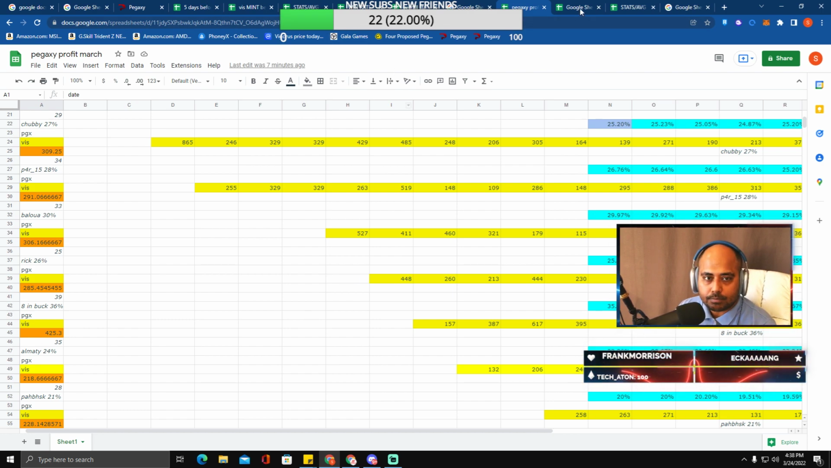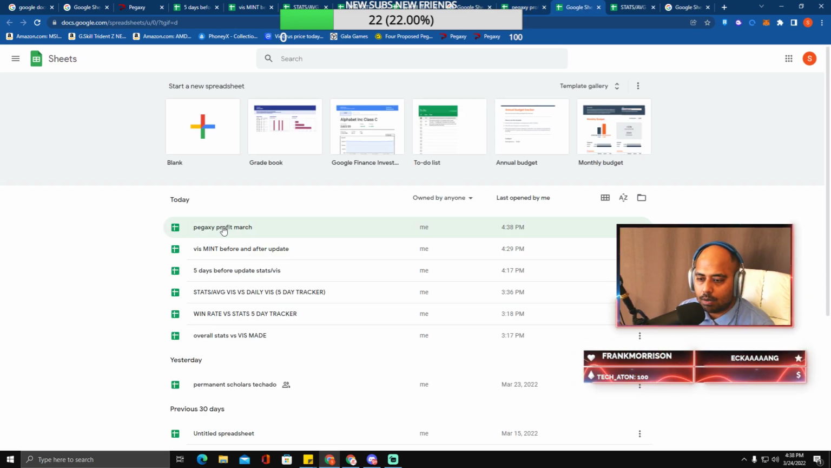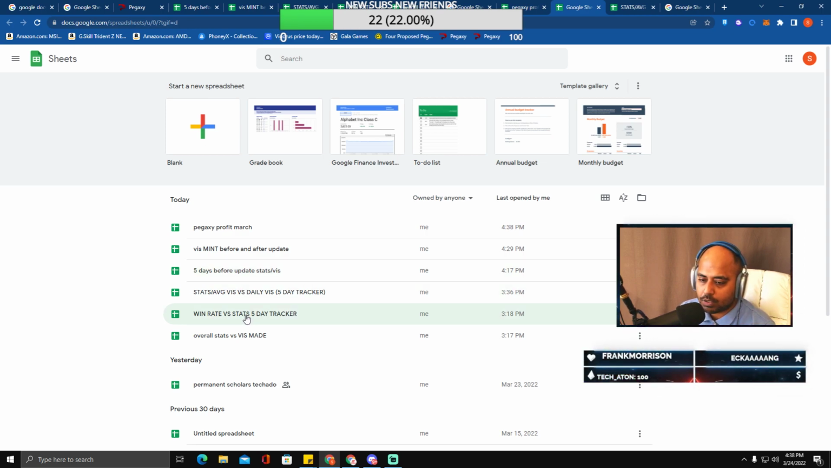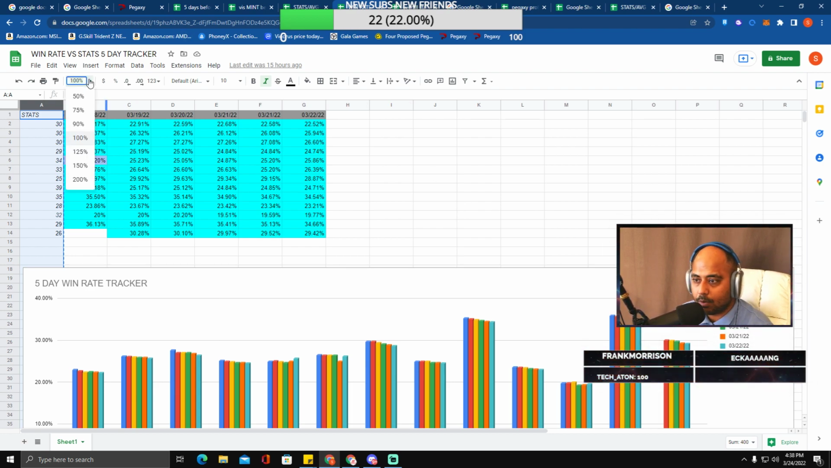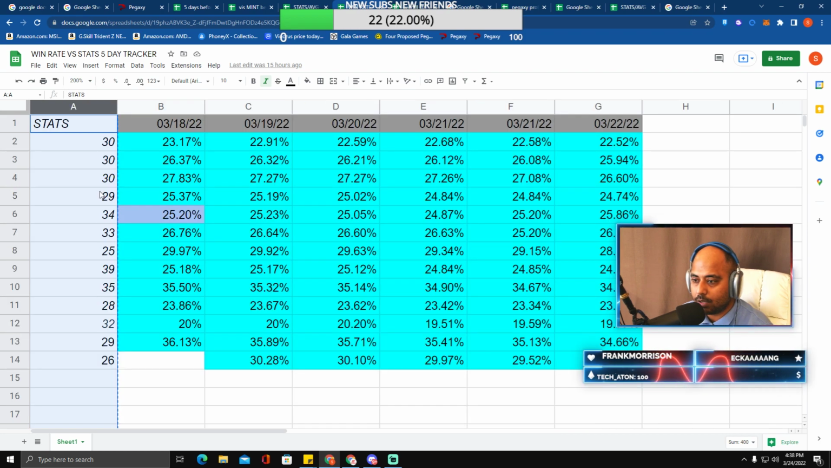So now let's go to our first video, which is going to be win rate versus stats 5-day tracker, and this is what we are checking out. So win rate versus stats 5-day tracker. I don't know whether you guys can see or not, but I am going to make sure that these are 200%. So you will see that these are overall stats out here, and I have tracked down stats of all of these.